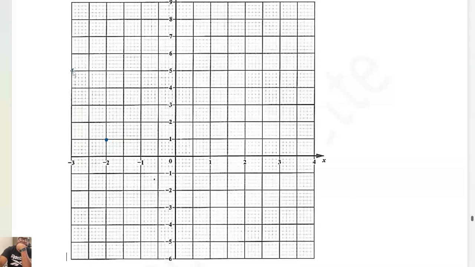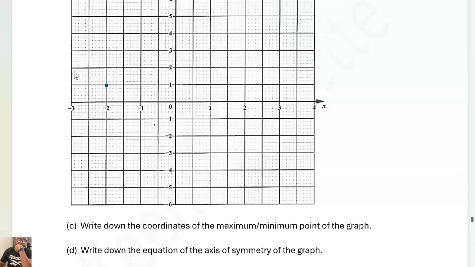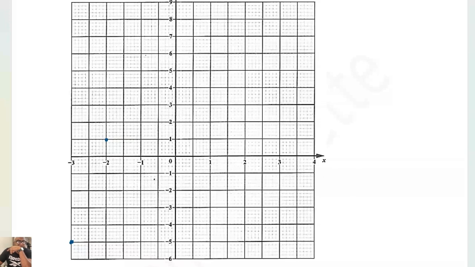So this point is supposed to be down here because it's negative 5, not positive 5. Then you have negative 2, comma, negative 1 for the second coordinate. Yes, negative 1. And then what's the next one?